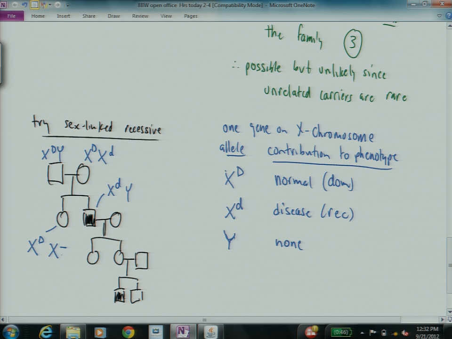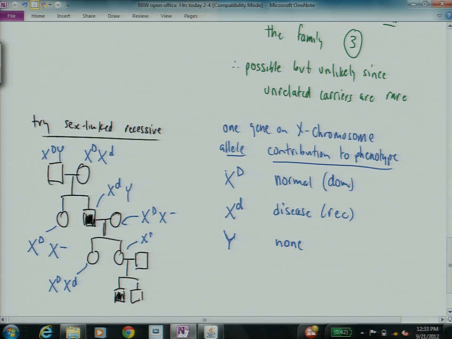All right, let's think this through. What does she get? What she has to have got from her dad? She has to get an X little d from dad, because if she got the Y from dad, she wouldn't be a she. So she's got to be X little d. Likewise, X big, X little. He's got to be X what? Big DY, he's unaffected.